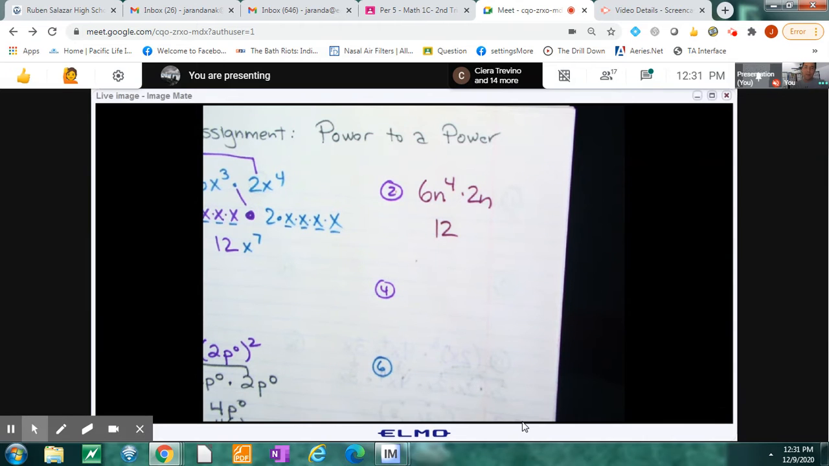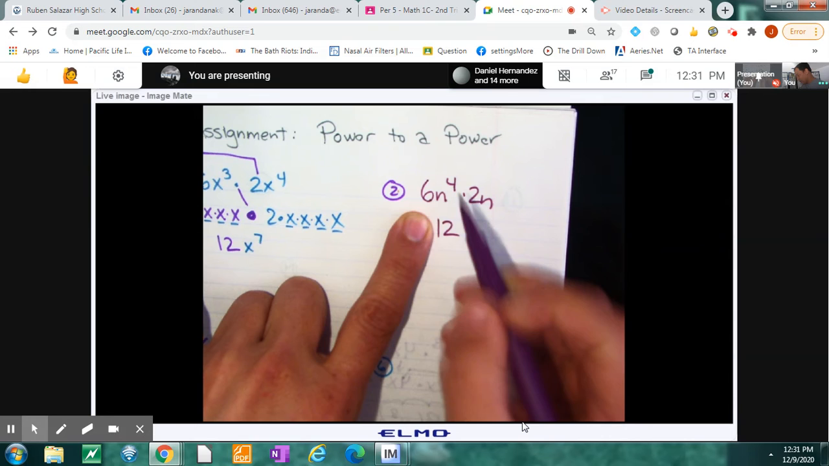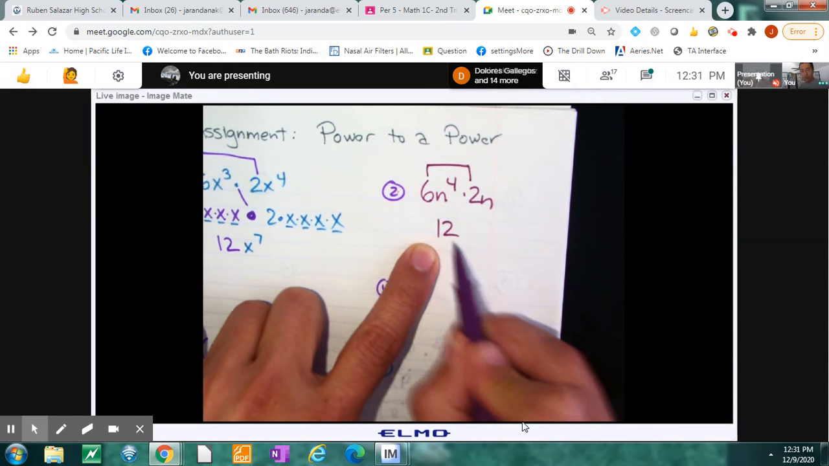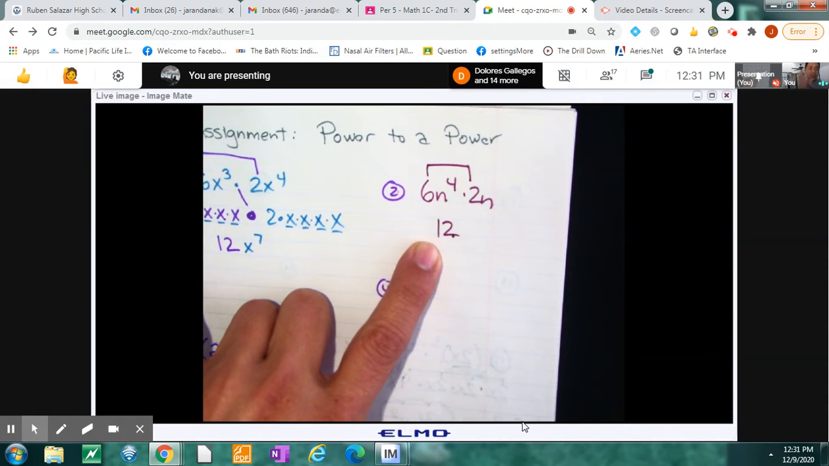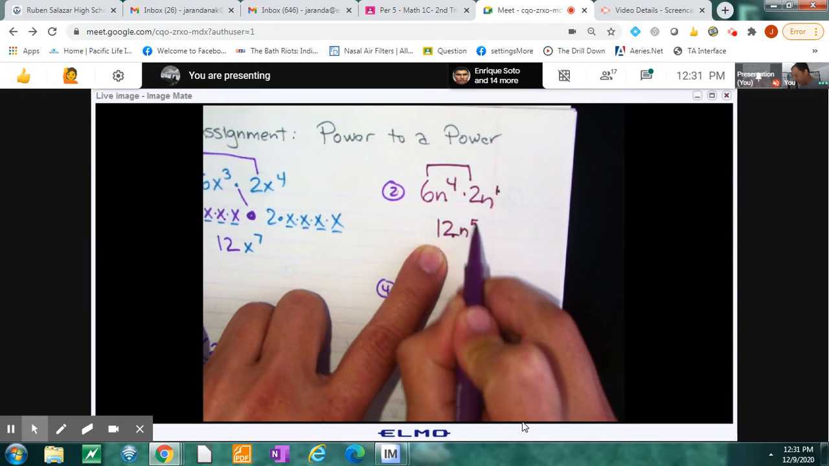So now remember, this is the easy one. These are the ones we did last week. So 6 times 2 is 12. And then remember, you got to count the exponents. So I got 4 and then 1. So I have n to the power 5.